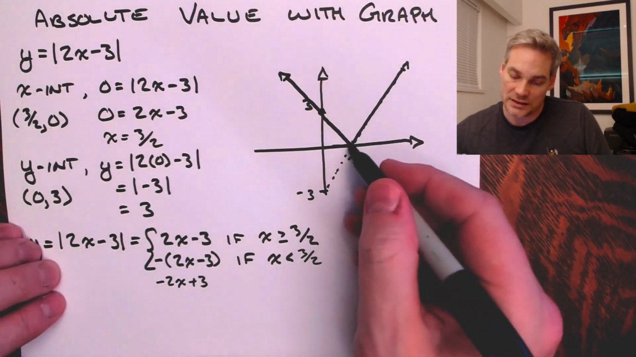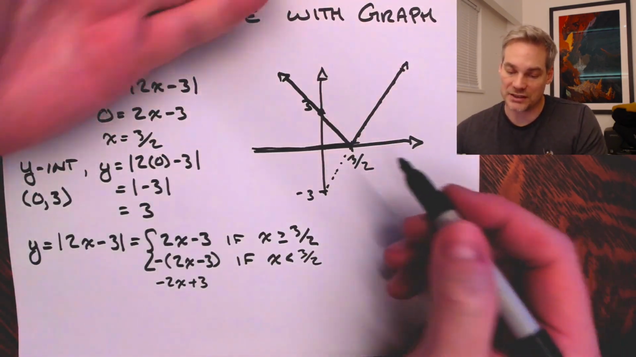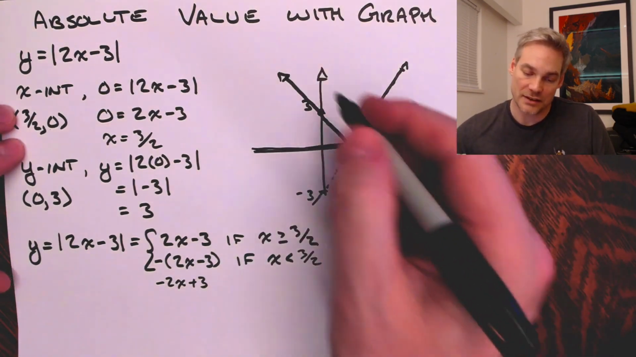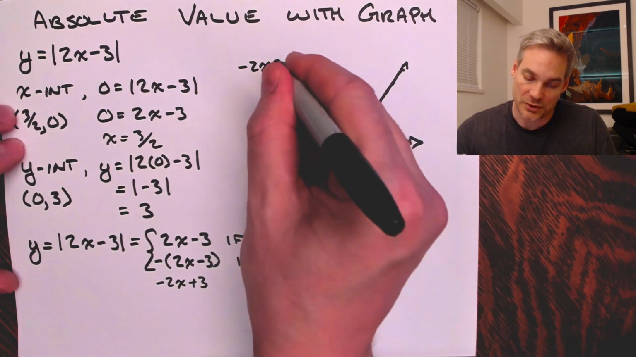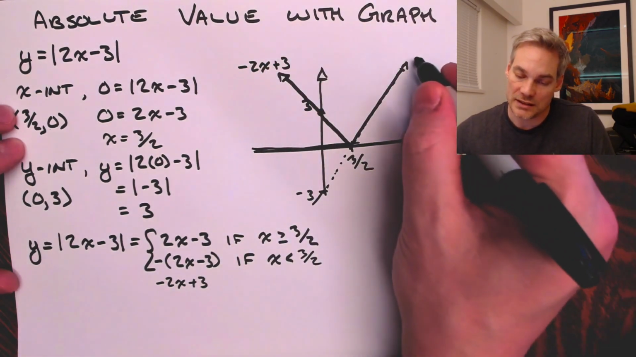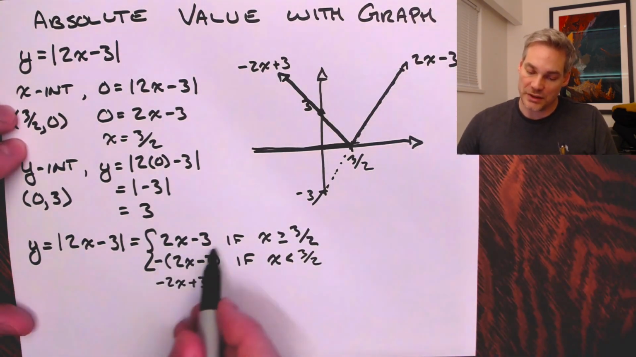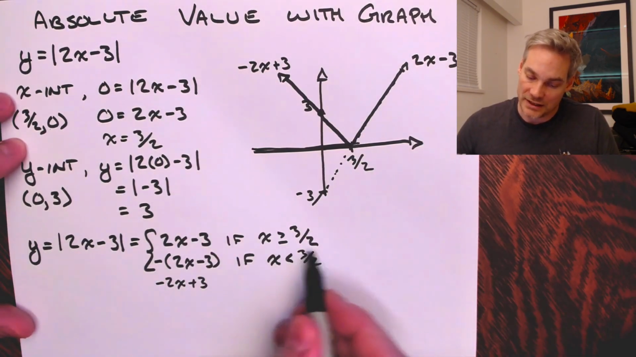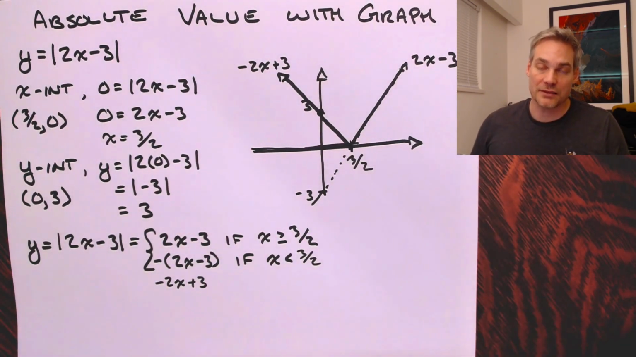And this is actually a reflection. This reflects up and over. So this is our graph, and this is the negative 2x plus 3, and this is the 2x minus 3. So these are the two halves. This is that half, and this is that half, and they flip at this point right here. And that's how you graph with an absolute value.